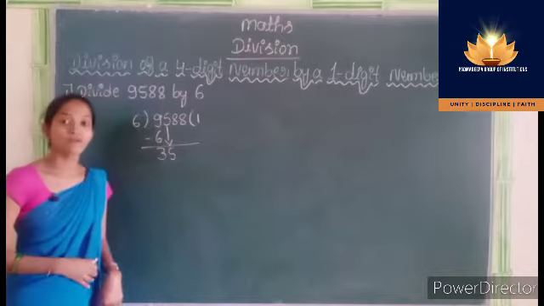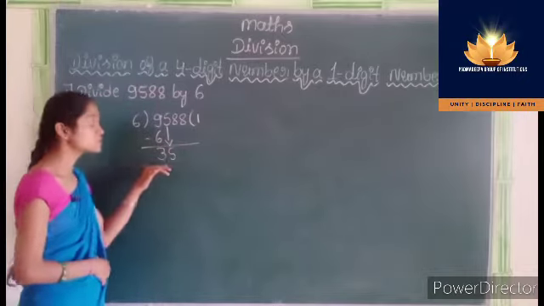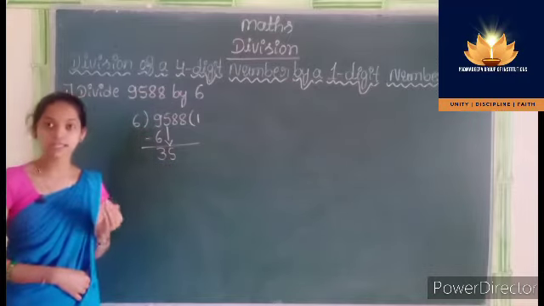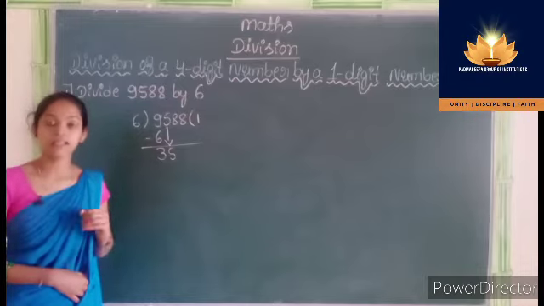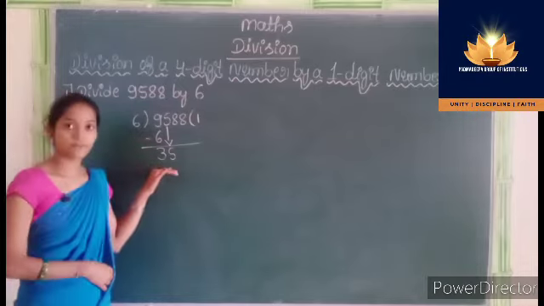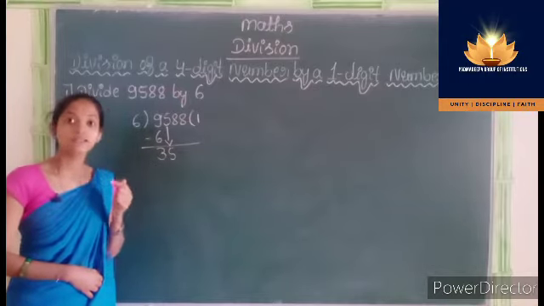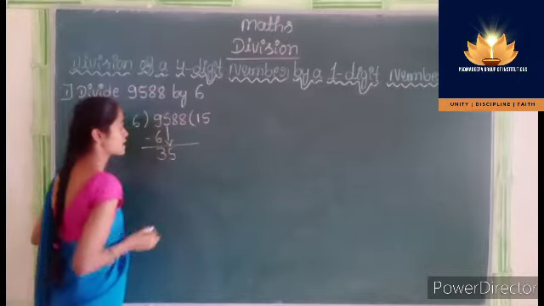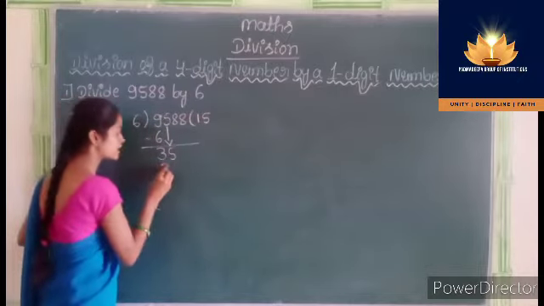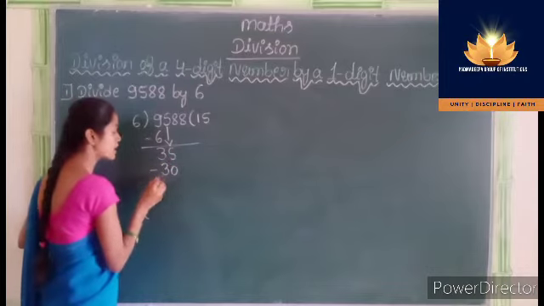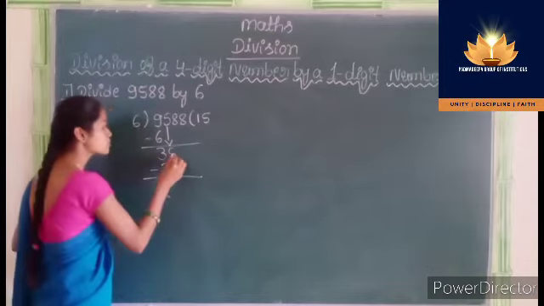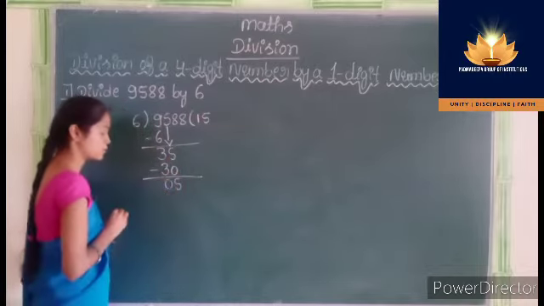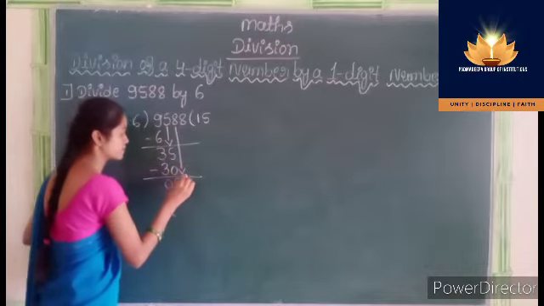Now find out which number is less than or equal to this 35 in the table of 6. 6 5s are 30, 6 6s are 36. 36 is greater than this 35. That's why we have to consider 6 5s are 30. Write 5 in quotient place and write 30 below this 35. Subtract 30 from this 35, 5 minus 0, that is 5, 3 minus 3, 0. Now bring down this 8.